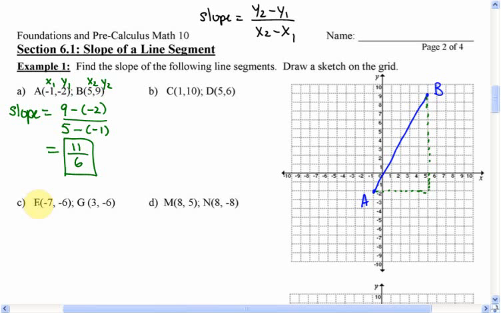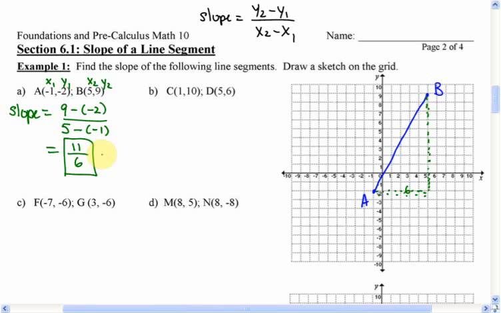Perfect. For those of you who like to count, if you're going to count the run: 1, 2, 3, 4, 5, 6. Oh yeah, the run is 6. And then count the rise: 1, 2, 3, 4, 5, 6, 7, 8, 9, 10, 11. It's the same thing. Okay?